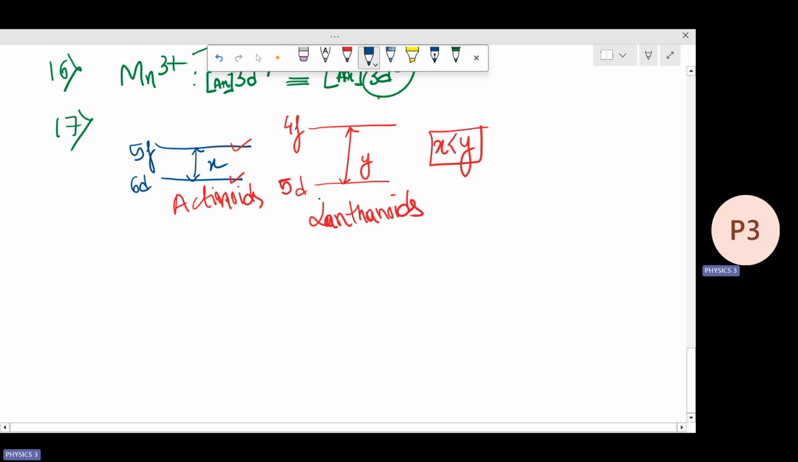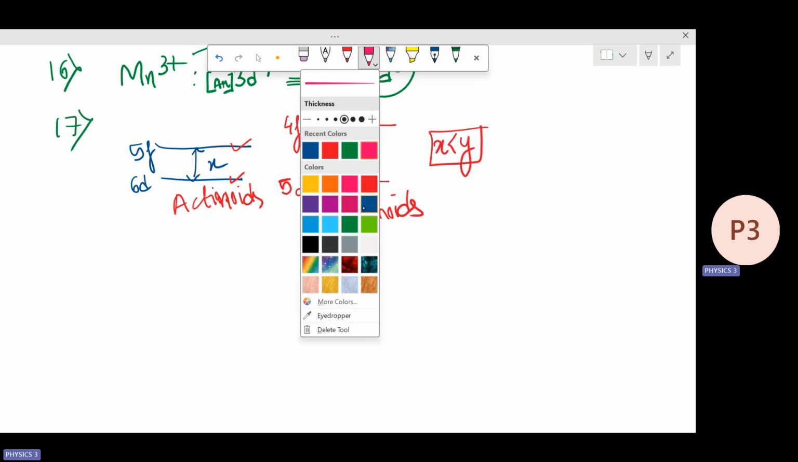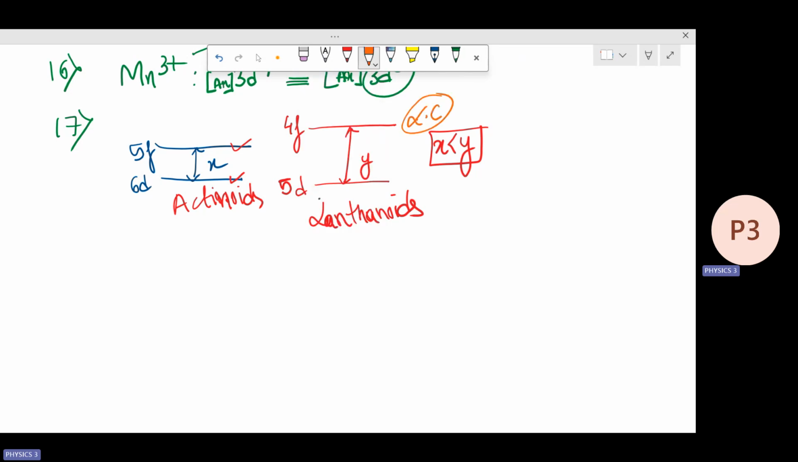Question number 18. Here comes in lanthanoid contraction. One more concept that comes in here is called lanthanoid contraction. Lanthanoid contraction is more efficient than actinoid contraction, so it occurs more, and hence the 4f orbital becomes deeply seated. We use the term deeply seated. Due to being deeply seated, it becomes more difficult to take out electrons from 4f.